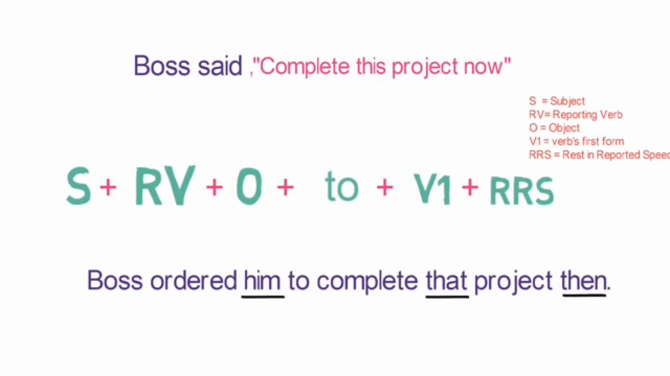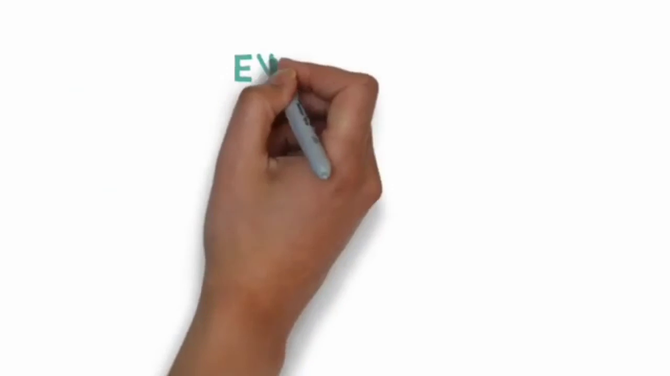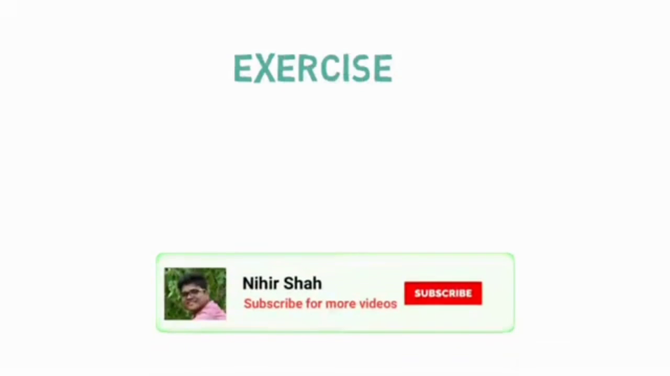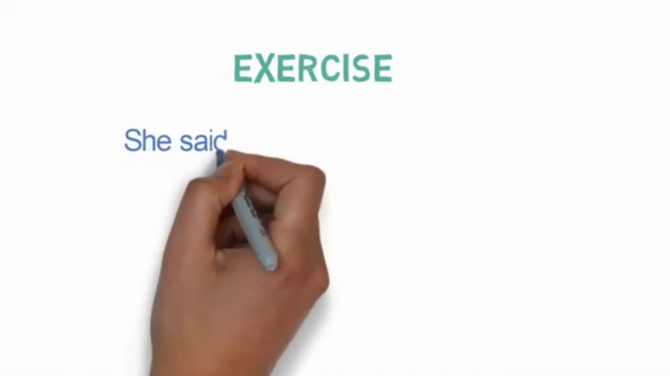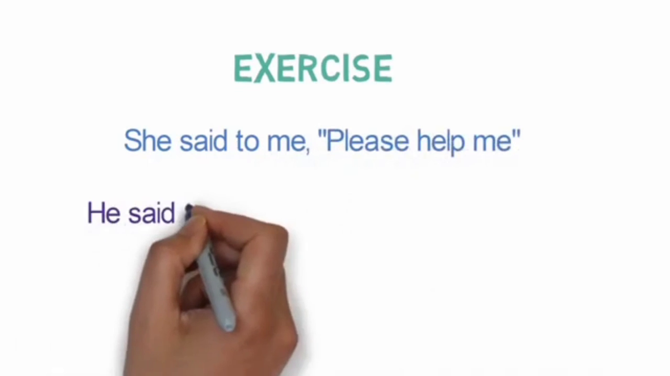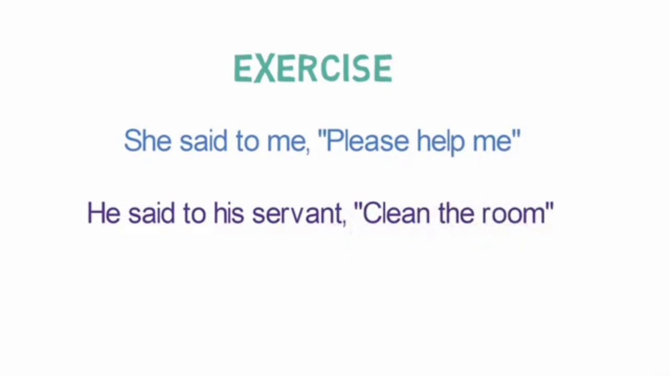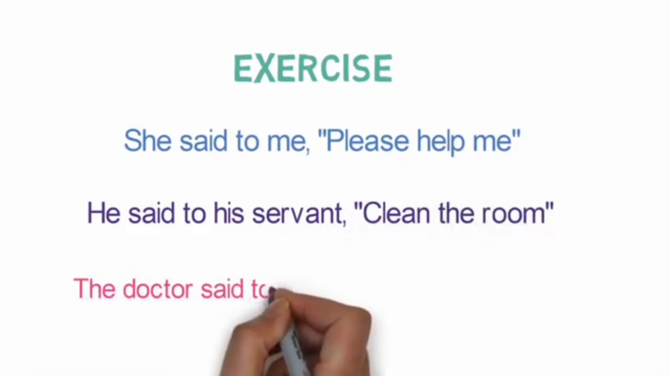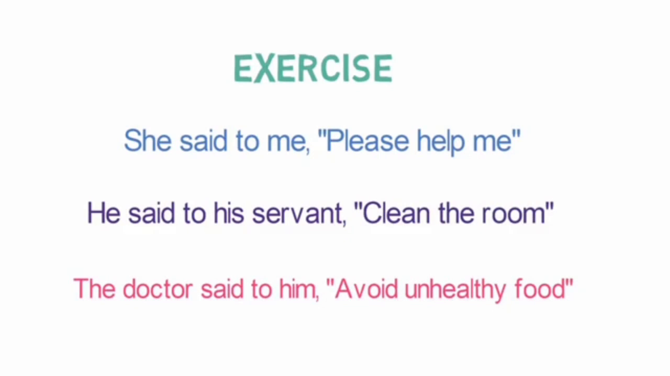Now we have learned all the steps, some important rules, one important structure and the examples implementing those steps and rules. I am giving you an exercise. Here direct speech needs to be converted to indirect speech. The sentences are, she said to me, please help me. He said to his servant, clean the room. The doctor said to him, avoid unhealthy food.